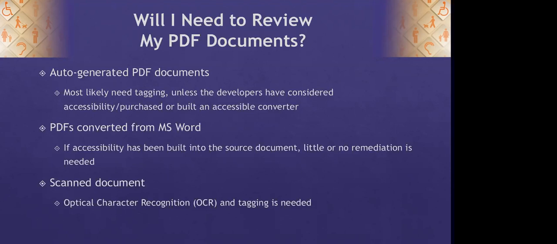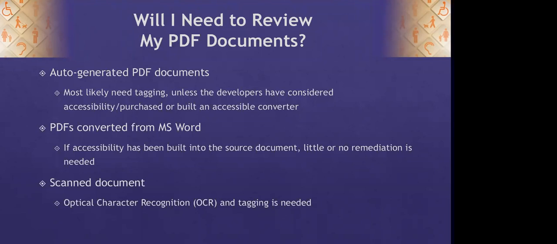What do I need to be thinking about these three that we were just talking about? What do I need to be thinking about as far as how accessible they are and how much work these three situations might need? As I mentioned, for an auto-generated PDF document that comes from some automated process, the developers need to consider accessibility and either develop or purchase a built-in converter. And they do exist out there. There are accessible converters that can be built straight into web applications.